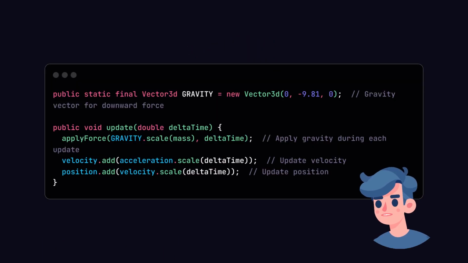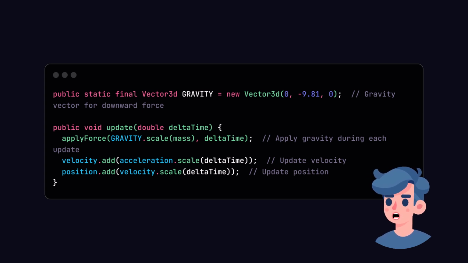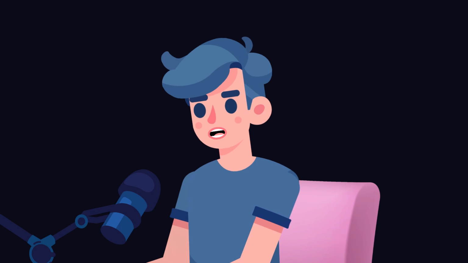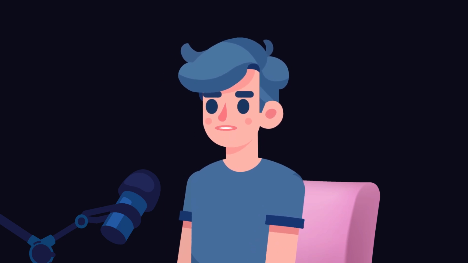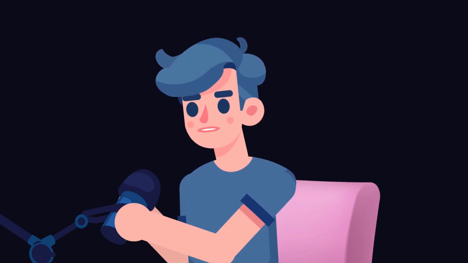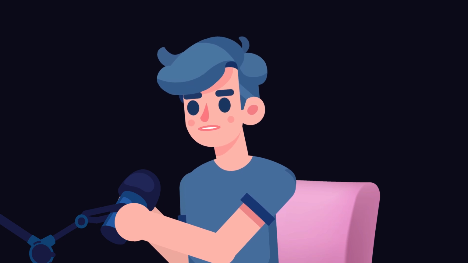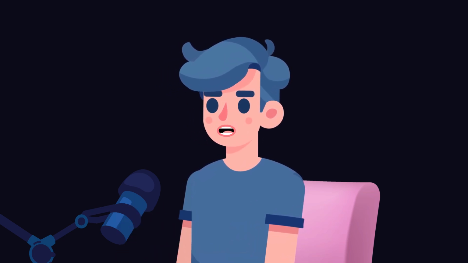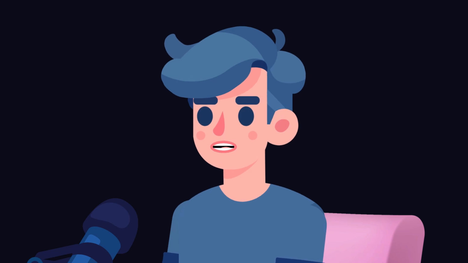Now that we have an understanding of motion and forces, let's introduce gravity. Gravity is a force that attracts an object toward the center of the Earth or any other celestial body. As you can see, we apply gravity as a downward force. The constant -9.81 is the gravitational constant in meters per second squared, m/s². This updates the object's velocity and position accordingly.